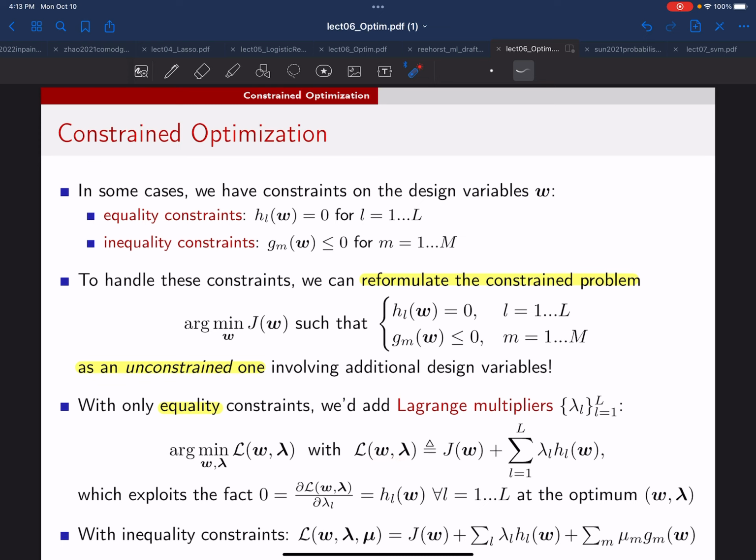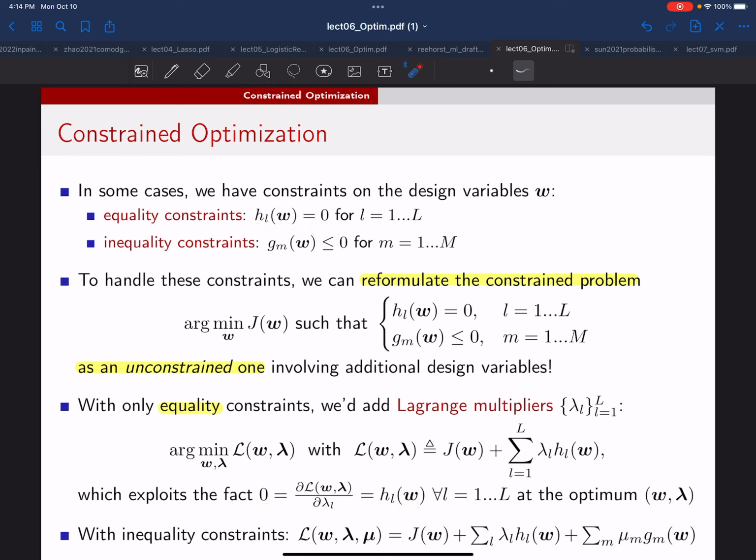The reason this works, it's not too difficult to see, is remember that what we always do in unconstrained optimization is we set the derivatives to 0, right? So we're going to be doing that with derivatives with respect to W as well as with respect to lambda. Well, look at what happens when you take the derivative of this with respect to lambda and you set it to 0. The only place lambda appears is right here, right? So when I take the derivative with respect to lambda L, I just get exactly H_L. And then I set H_L to 0, which is exactly my equality constraint that I started with. So that's why this works.